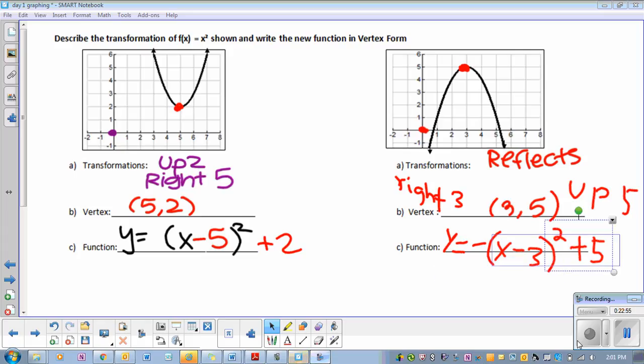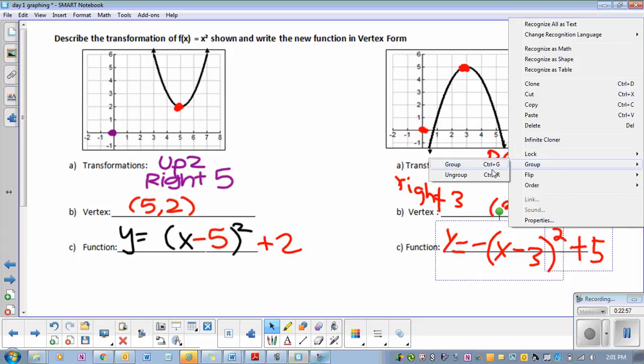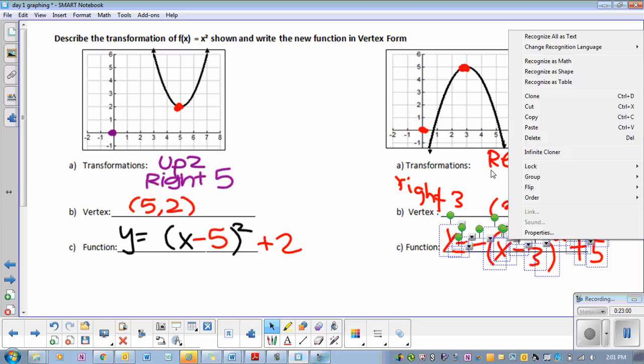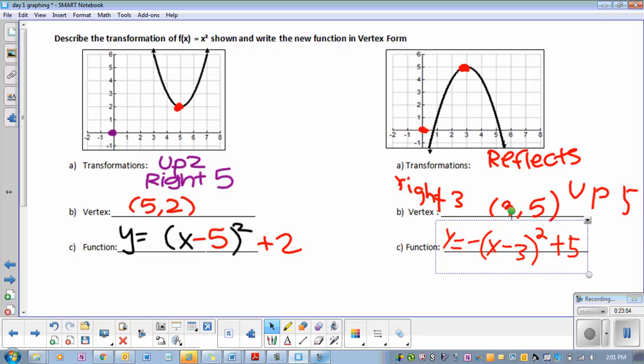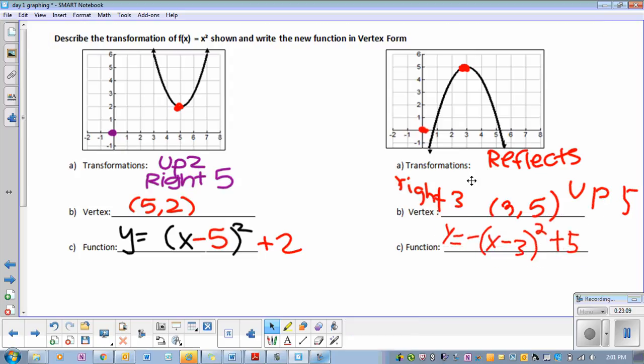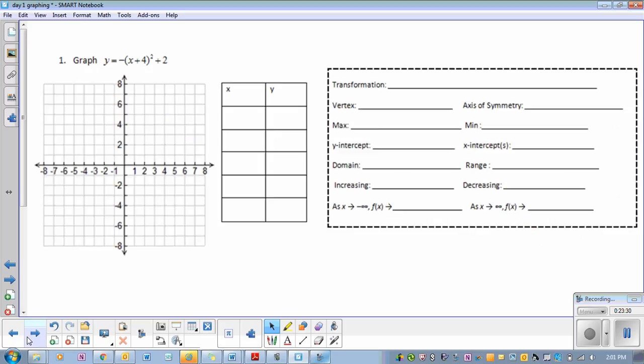Alright, so here is what... Oh, what happened here? Group. Okay. Here's what Peter got. He put the negative in front because it reflected, right? Okay, so there's reflect. Uh-oh, there's right 3. Uh-oh. And then up 5, right? Oh my goodness, okay. What's happening? Oh no, when I moved it, it got all crazy.